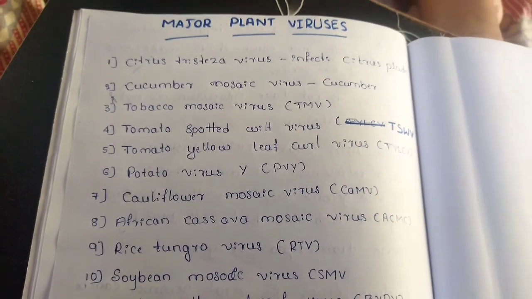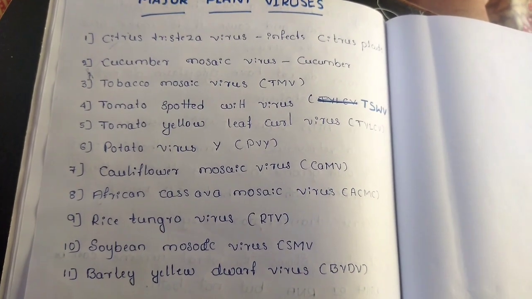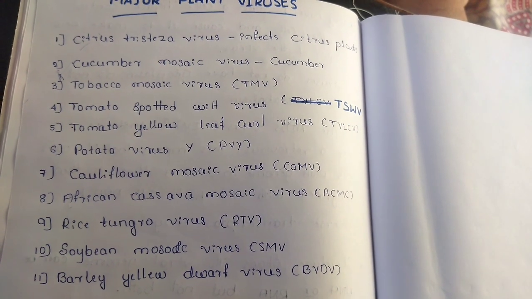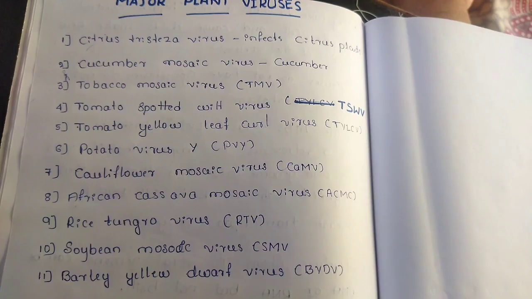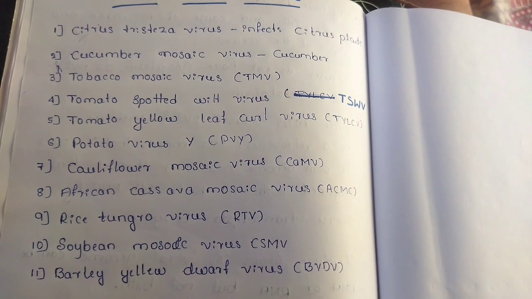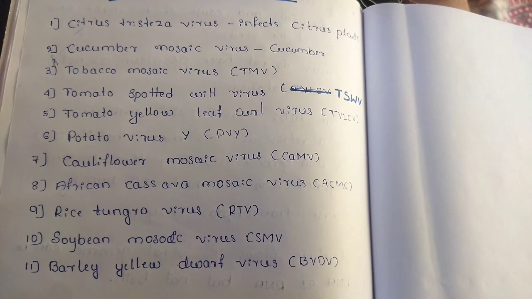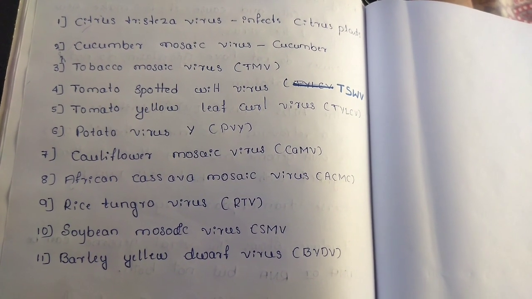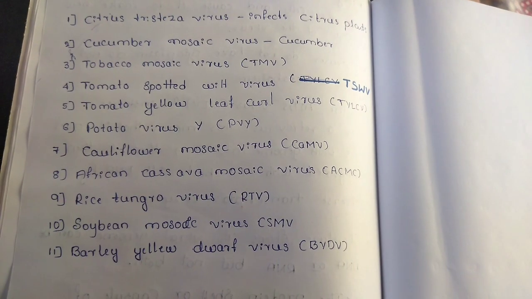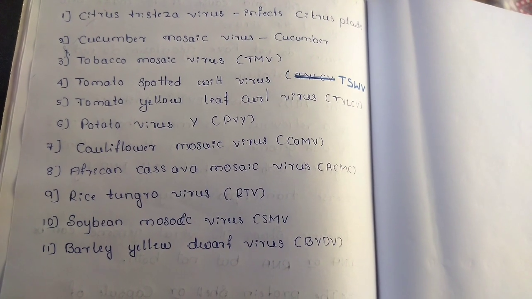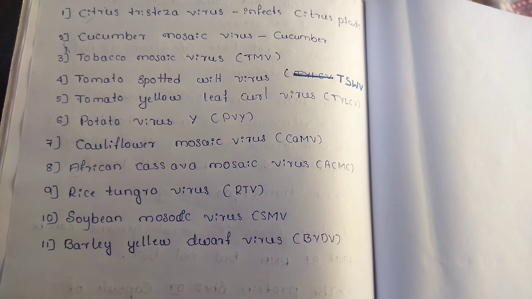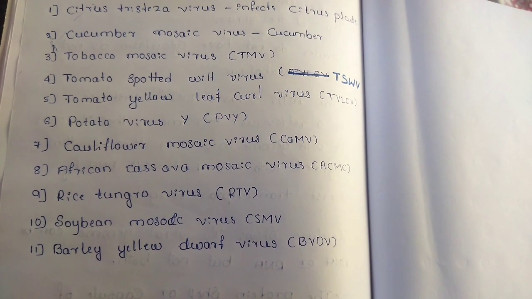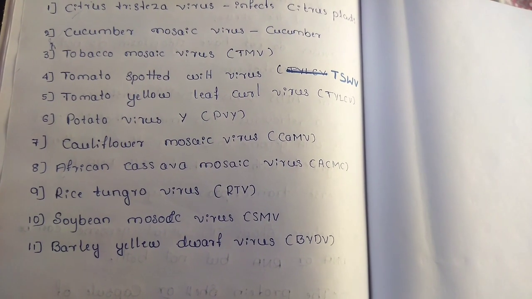Major plant diseases are caused by viruses. Those are citrus tristeza virus, it infects the citrus plants, and cucumber mosaic virus infects the cucumber. Tobacco mosaic virus, the first viral infection in plants to be discovered, is TMV. Fourth one, tomato spotted wilt virus, TSWV. Tomato yellow leaf curl virus, TYLCV. Then sixth one, potato virus Y, PVY.